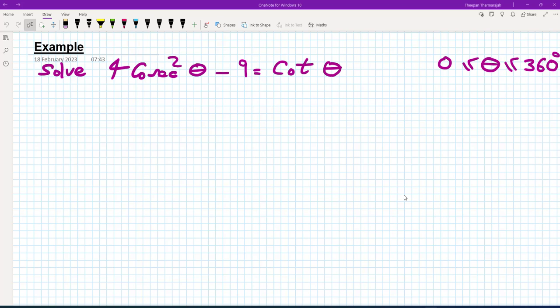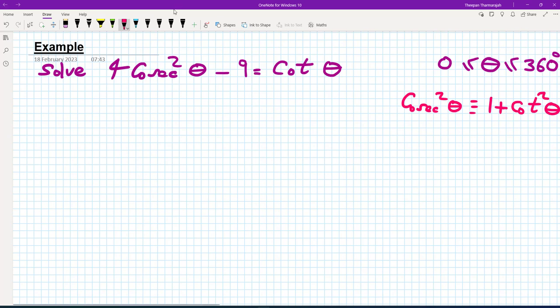In this video, we're going to look at solving some more trigonometric equations. So we need to solve 4 cosec squared theta minus 9 equals cot theta with the range of 0 to 360. So the first thing we ought to do is to make these the same. Well, I know there's a trig identity that states that cosec squared theta is identical to 1 plus cot squared theta.